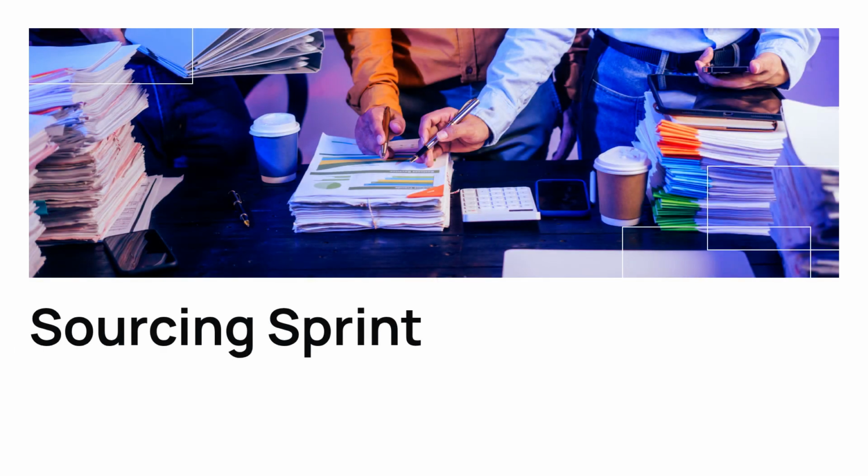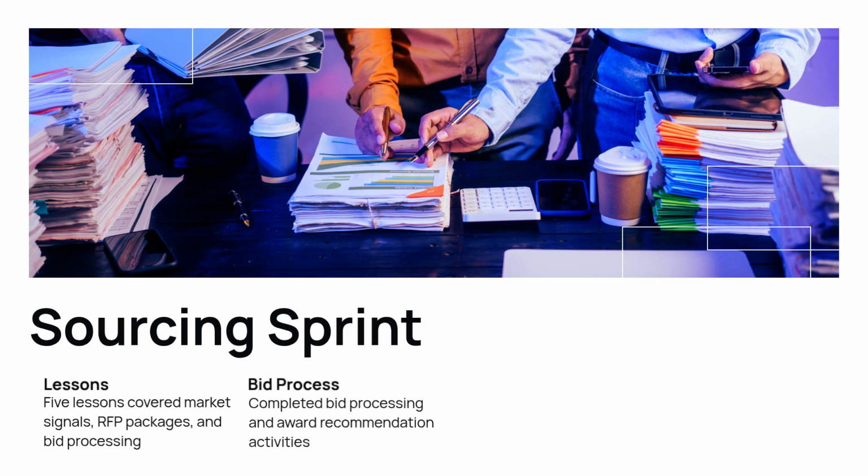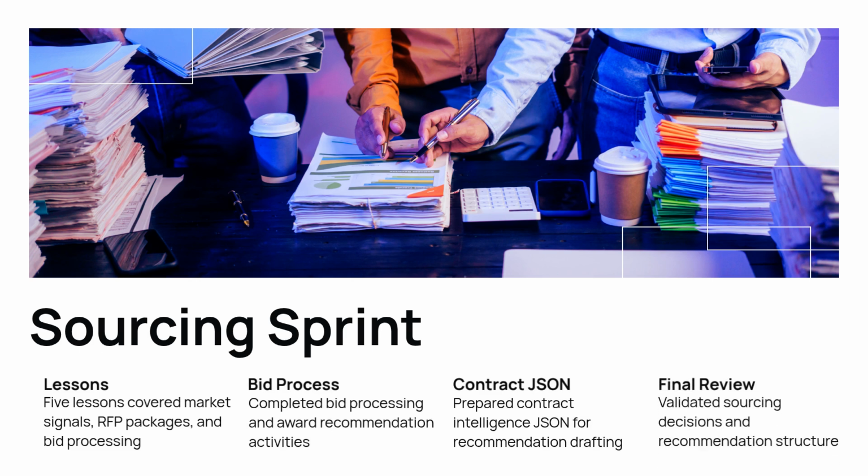You've completed the sourcing sprint chapter. 5 lessons covered market signals, RFP packages, and bid processing. Bid processing and award recommendation activities were completed successfully. The contract intelligence JSON was prepared for recommendation drafting. Final sourcing decisions and recommendation structures were validated.